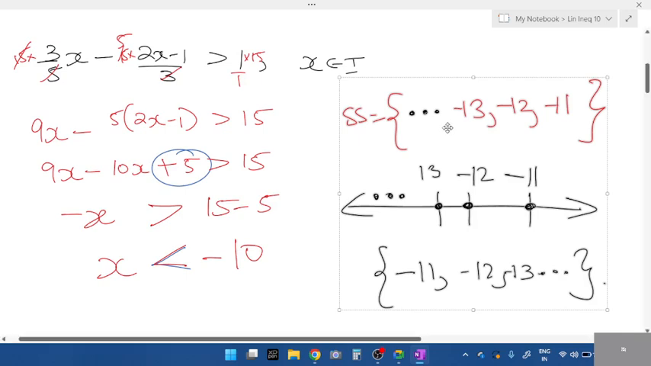Completed? Okay, only this was the mistake. Instead of plus 5, I had written minus 5.